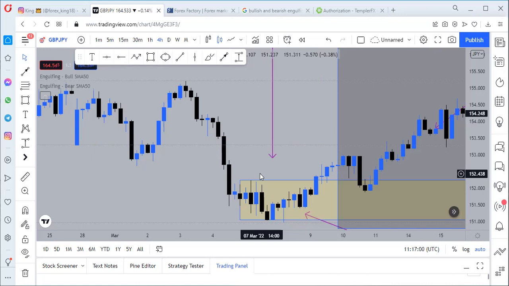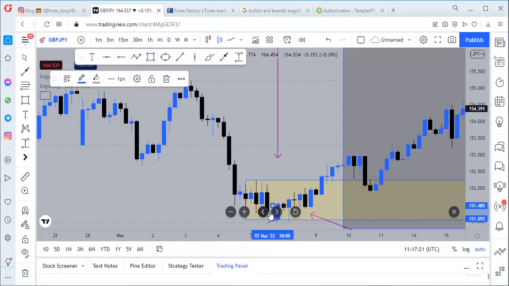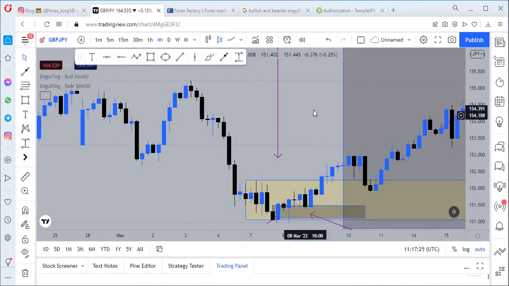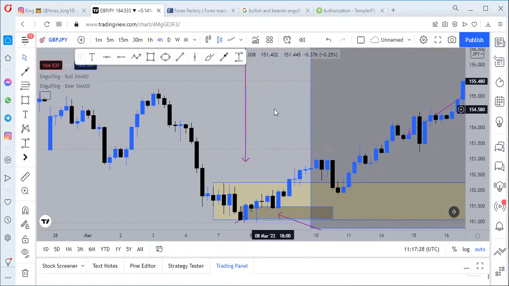But in this case, what we have seen on 4 hours already, we have a bullish engulfing here. We have this bullish engulfing there. Maybe let's say you are going to draw a box from where the previous candle is, then you extend it, okay.